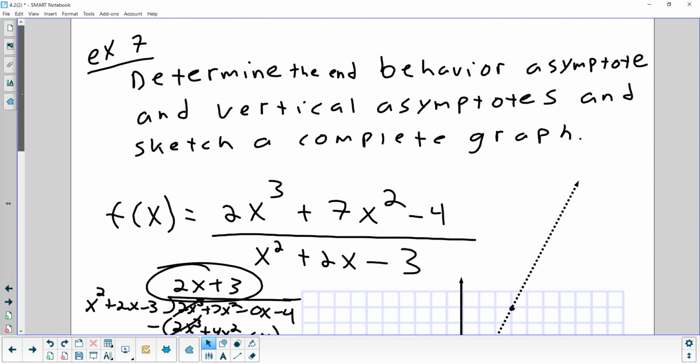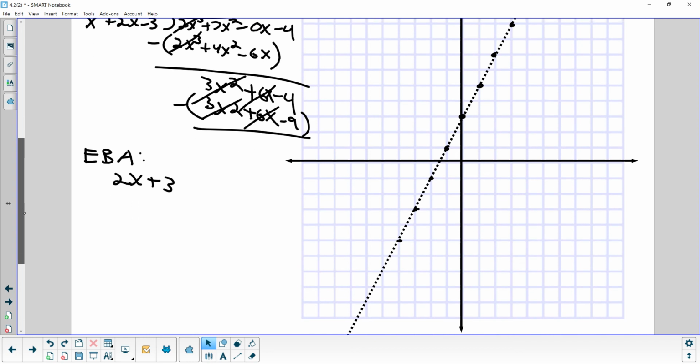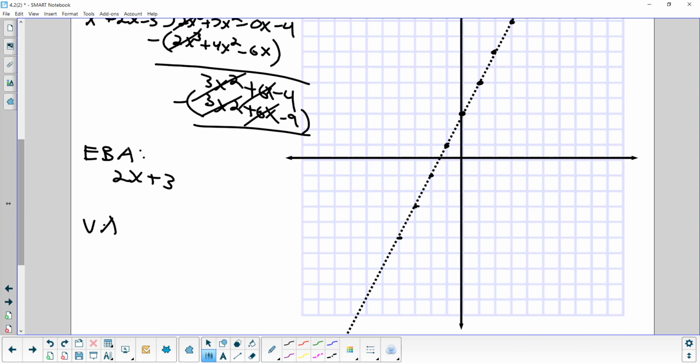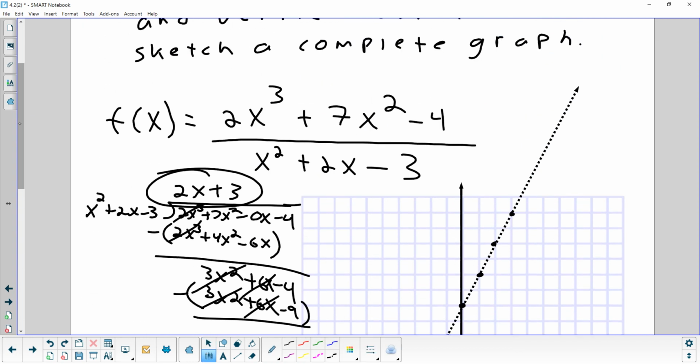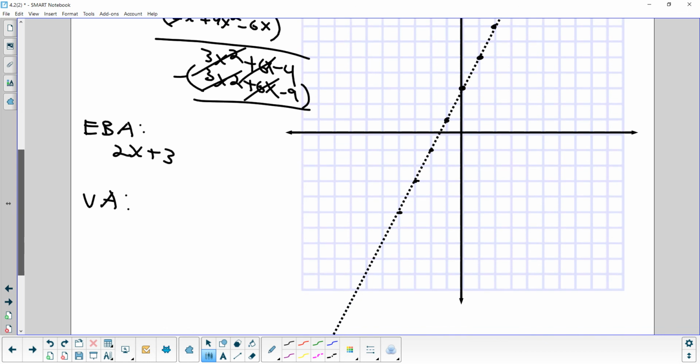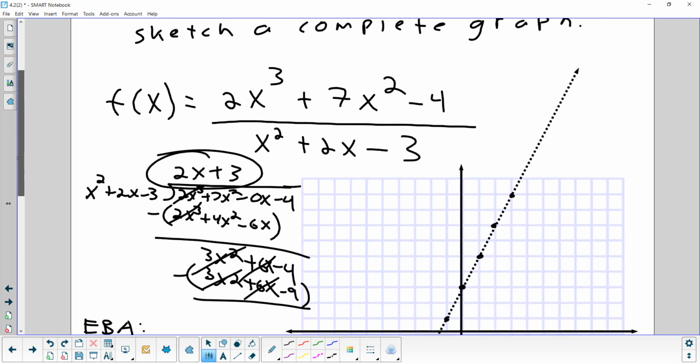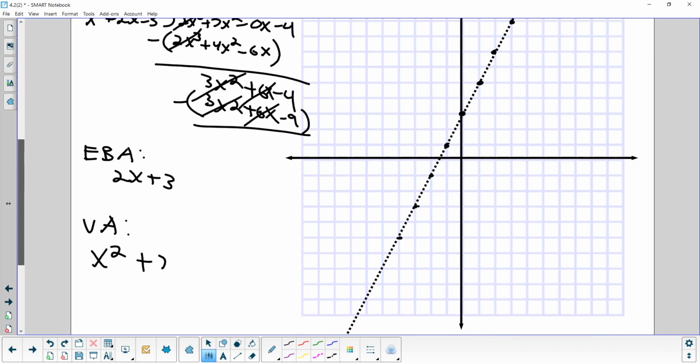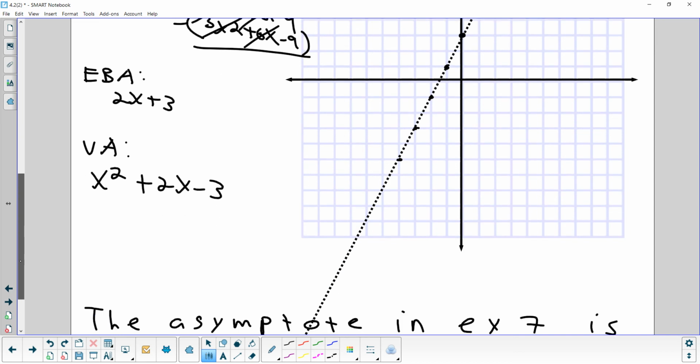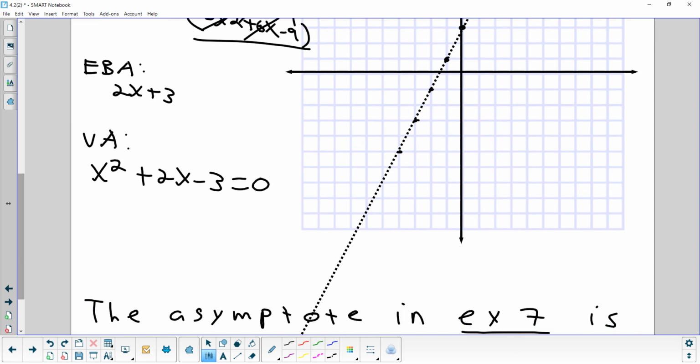What else do they want us to find? The vertical asymptote. Okay. How do we get vertical asymptotes? Find the zeros. Yeah, the zeros of the denominator. So x squared plus 2x minus 3. Set that equal to 0, and let's see if we can factor it.